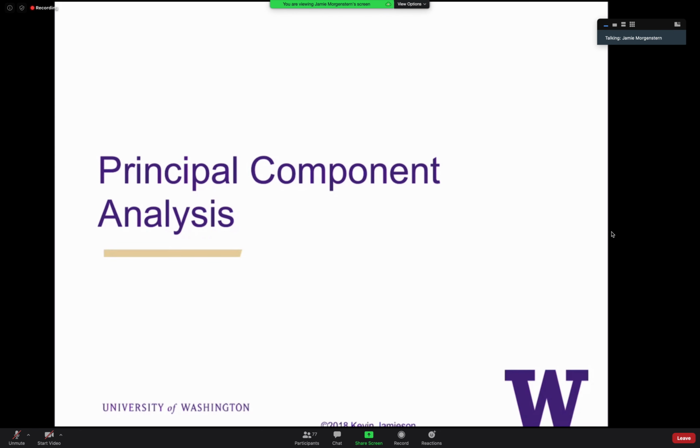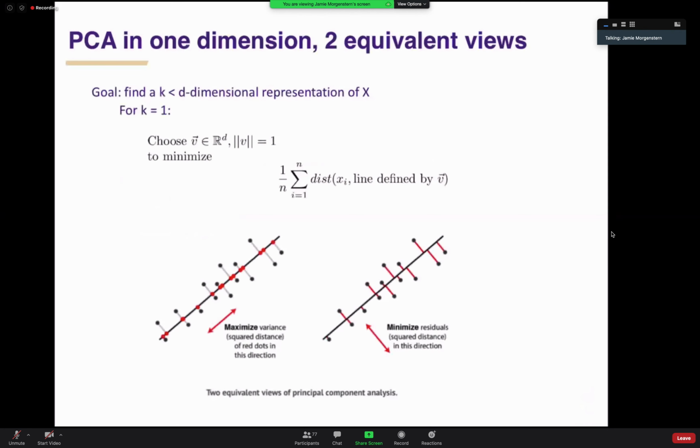Okay. Right, so let's, with that, go back to some of the more technical underpinnings of PCA, because we just sort of briefly touched on it last time. Recall that PCA has two equivalent views, both of which are useful in different contexts.